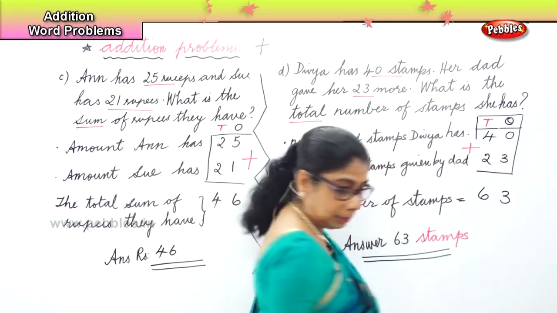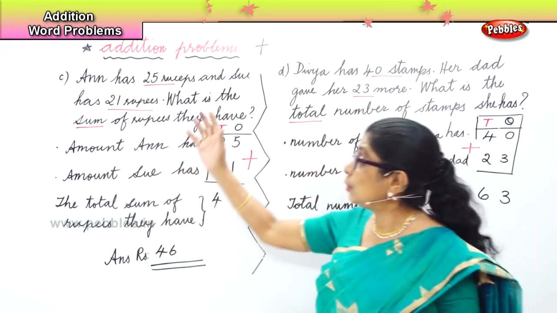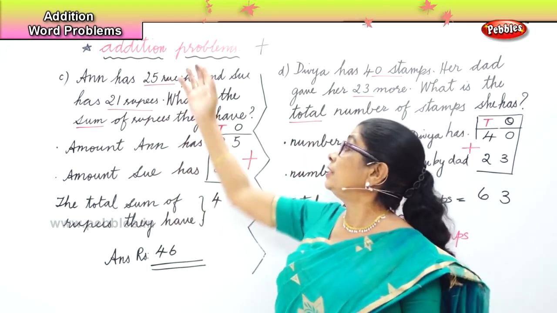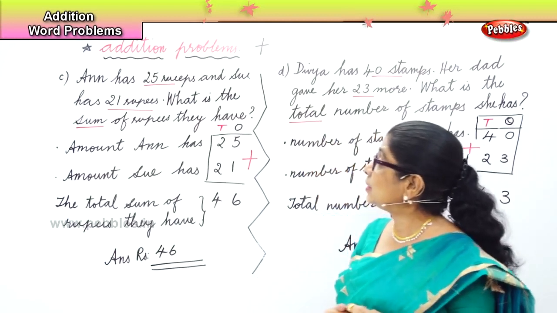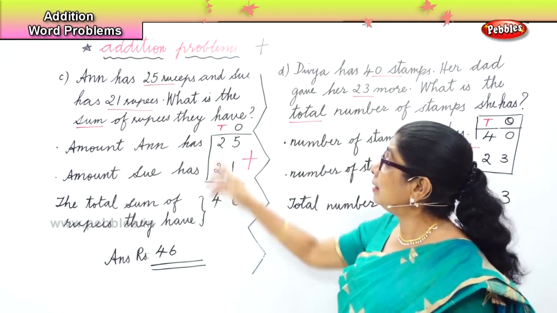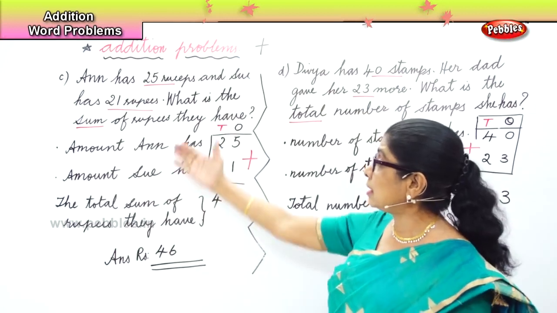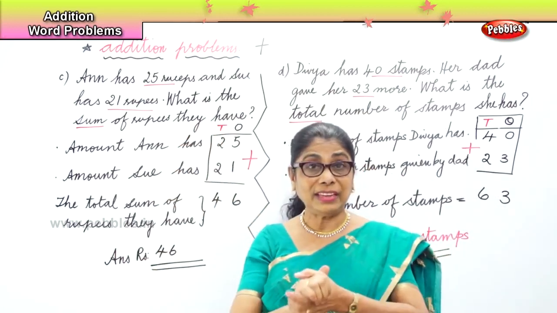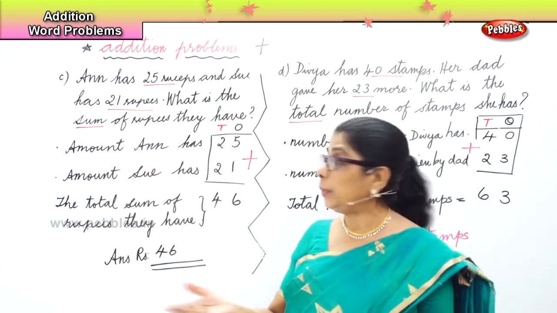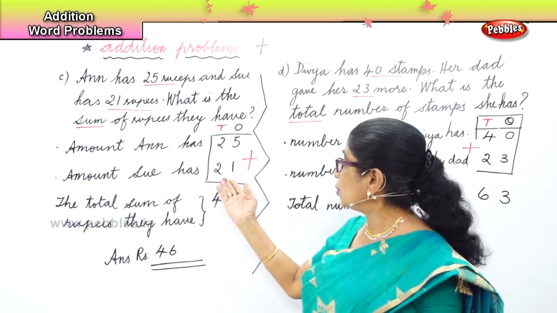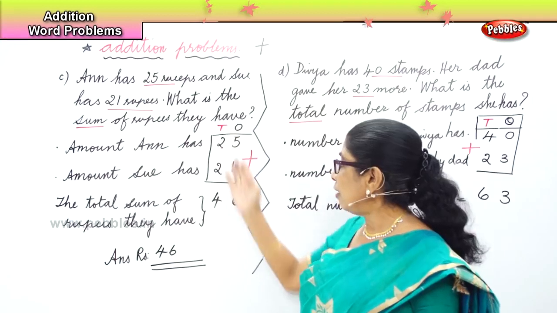Okay, 63 stamps. Now, what have we done here? We learned to look at the addition story. The first story says Anne has 25 rupees and Susan has 21 rupees. The question says, what is the sum of rupees they have, Susan and Anne together? Amount Anne has 25 rupees, amount Sue has 21. Total sum of rupees they have is 46.